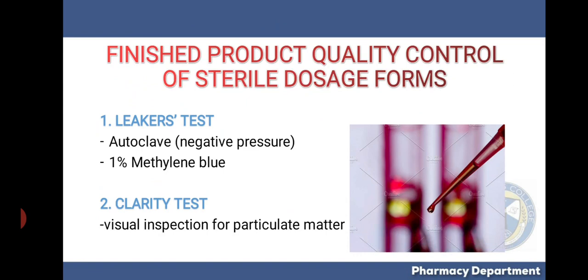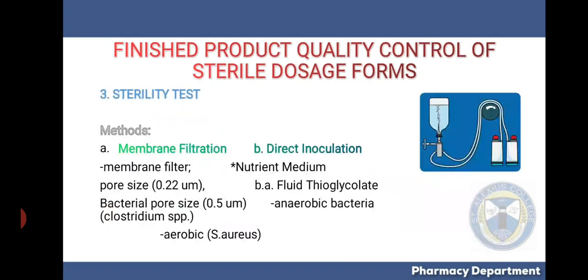Moving on to the finished product quality control of sterile dosage forms, we have number 1, the Leakers test. So it is used in autoclave, or ginagamit dito is autoclave, wherein there is a negative pressure and of course 1% methylene blue. For the clarity test naman, visual inspection for the particulate matter, of course, to test the clarity of the solution. For the sterility test, we have 2, the membrane filtration and the direct inoculation.